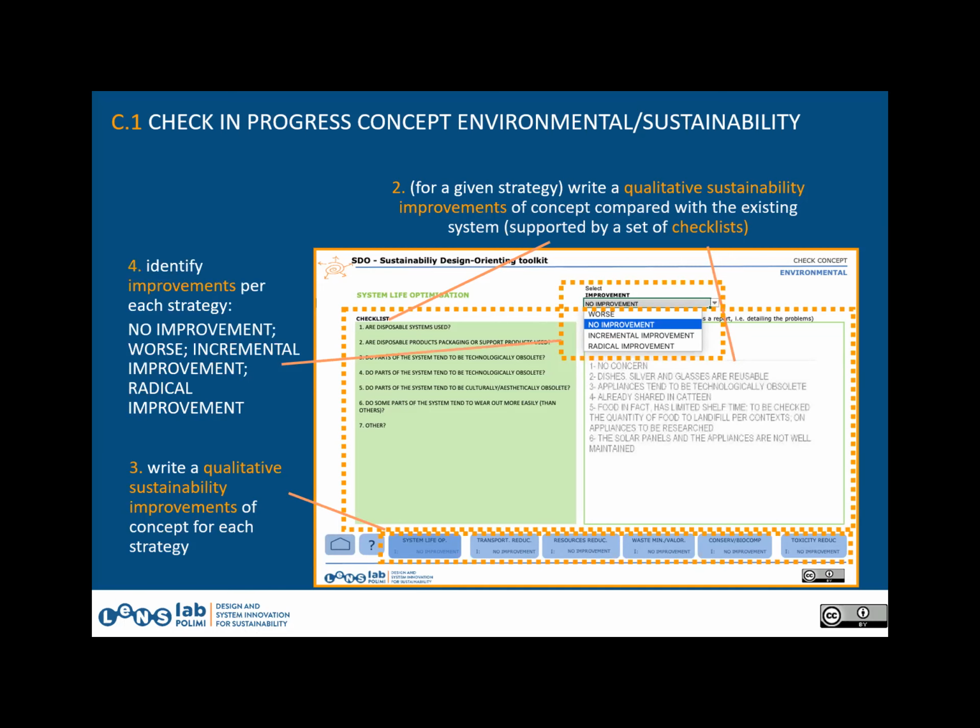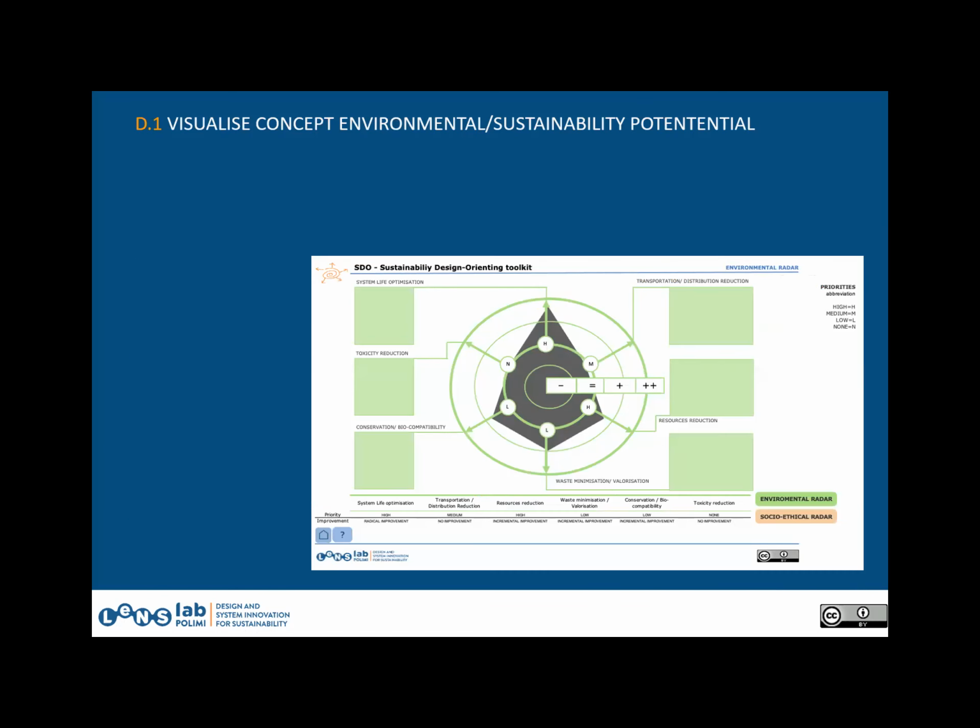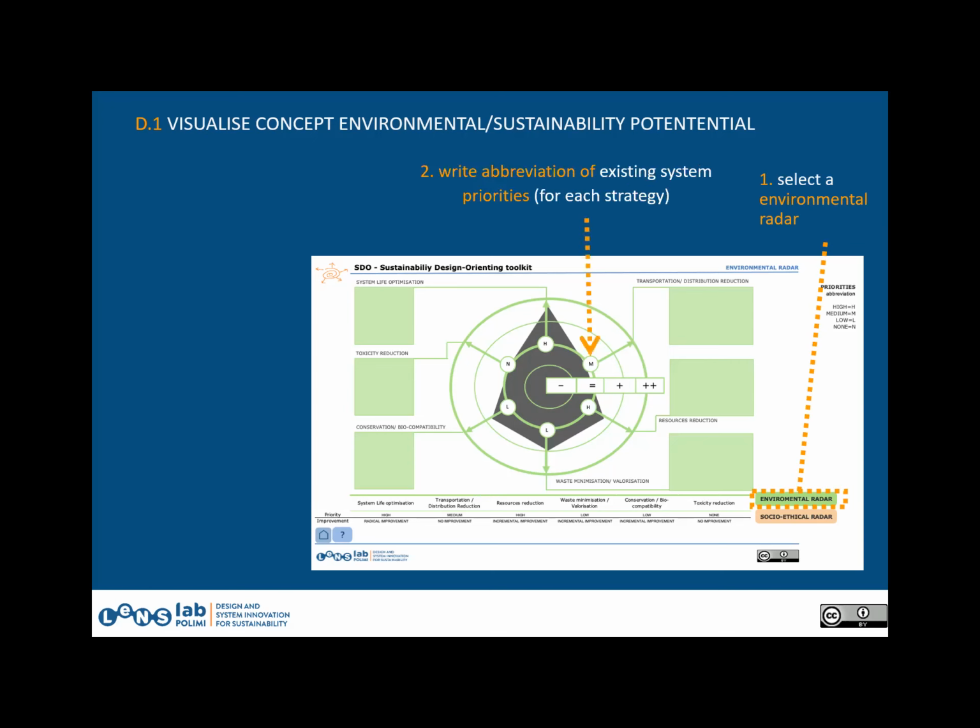So you fill these for each of these, and then what happens is you get to see the whole thing on a radar map. This is the radar map, and the green thing is the environmental radar, and the orange thing is the socio-ethical radar.